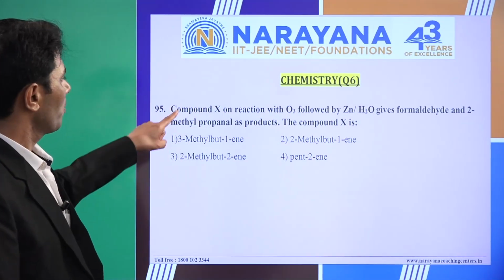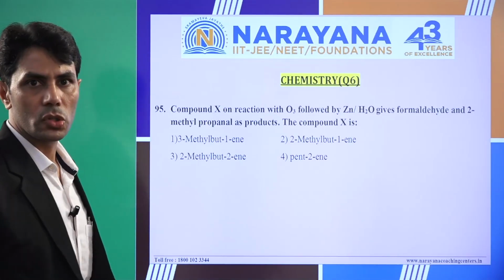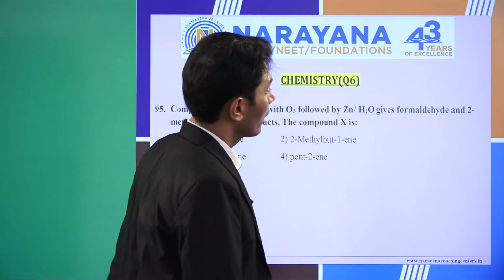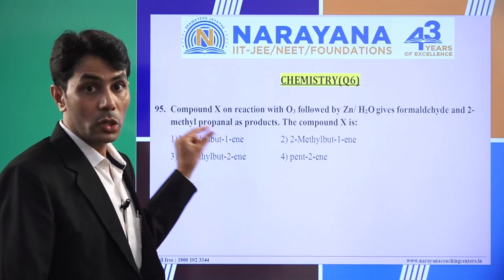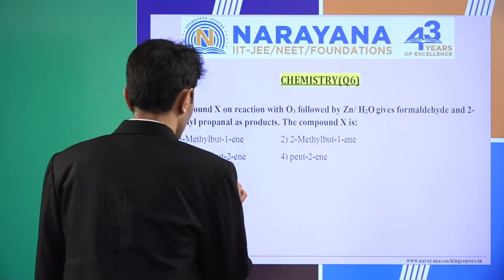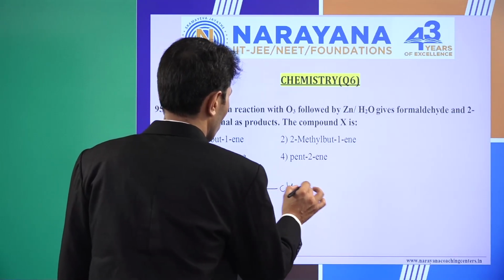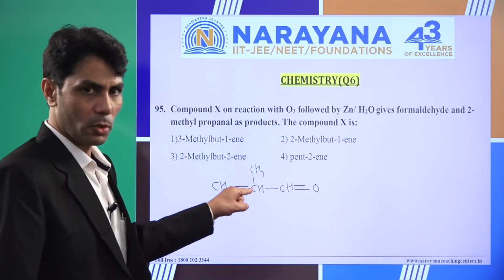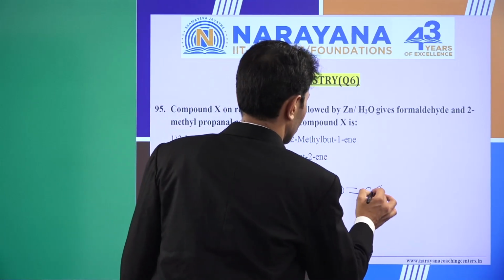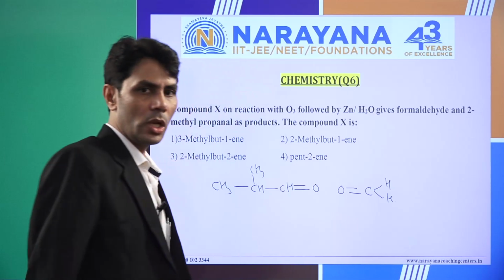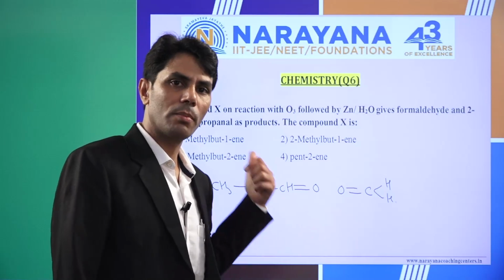Next one. A compound X on reaction with ozone followed by zinc and water, which means reductive ozonolysis, gives formaldehyde as one of the products and 2-methyl propanal. What is 2-methyl propanal? CH3, CH3, CH and CHO. And the other molecule is formaldehyde, which means H, H. These are the products of reductive ozonolysis of compound X.